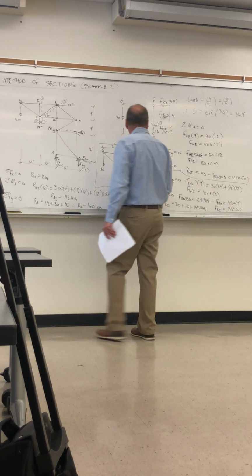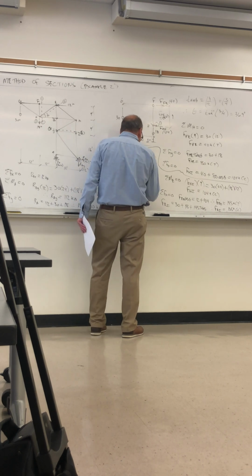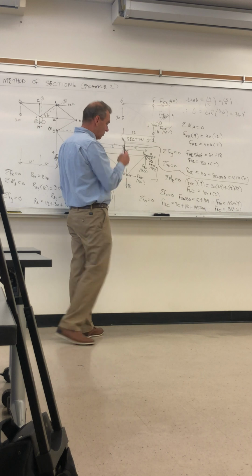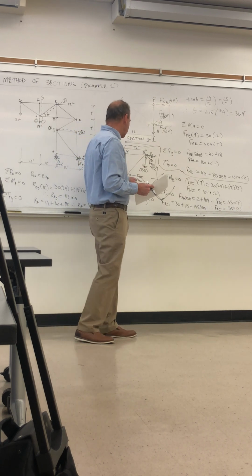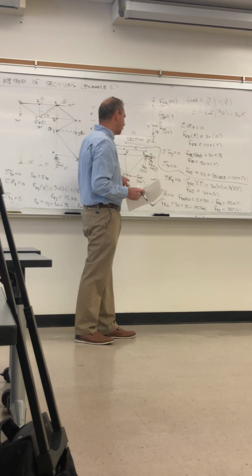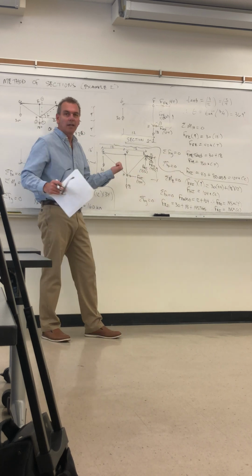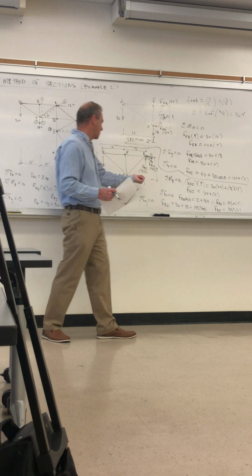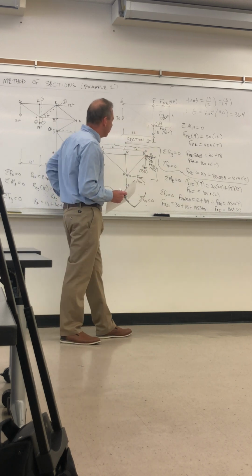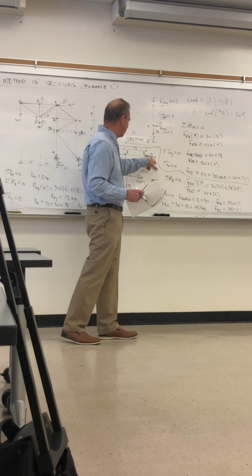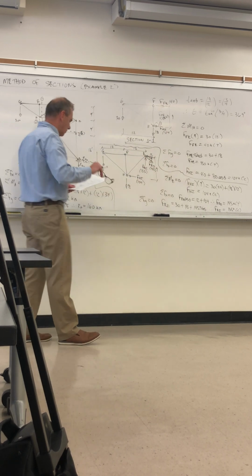35 kips. This one, in compression. You can see it's compression, it's pushing out. This F of HI was compression pushing to the left, so they're pushing out towards the joint. In this case it's left, in this case up. The member itself has to be in compression. This member is in tension. So that's all three forces.